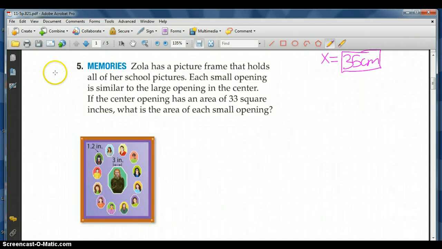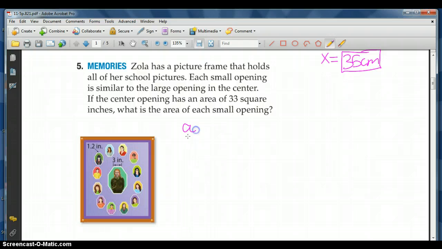Number 5. Zola has a picture frame that holds all of her school pictures. Each small opening is similar to the large opening in the center. If the center opening has an area of 33 square inches, what is the area of each small opening? So to find areas, first we have to find the ratio of areas. So to do that, we're going to find our scale factor and square it.